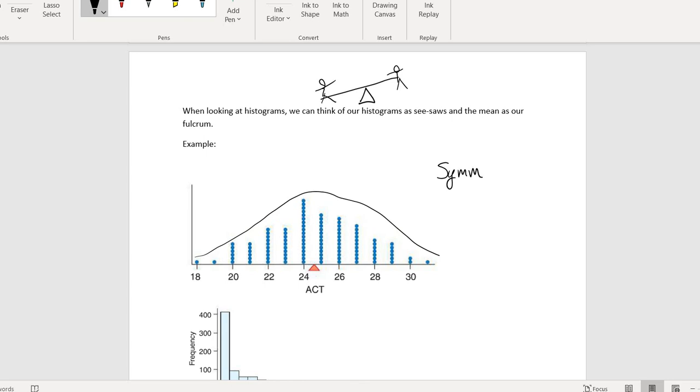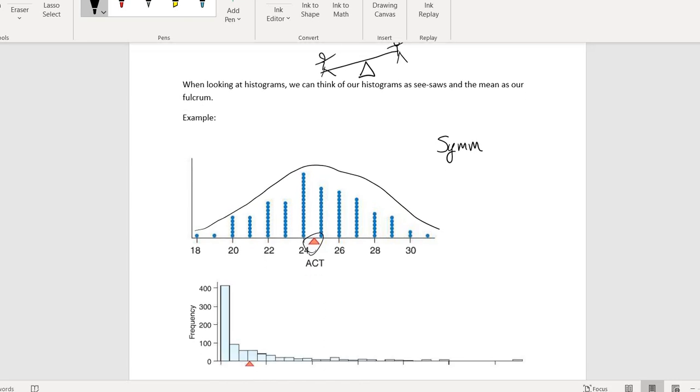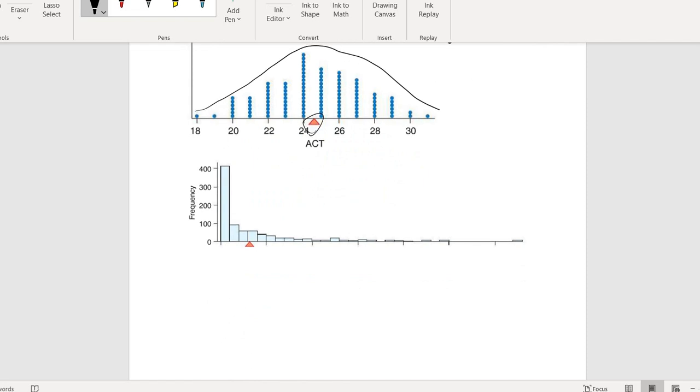So what that means is that our average is going to be in the center, which will also be where our median is. Now, if we look at this data, which one do you think it is, left or right skewed? This is right skewed. Right, and we know it's right skewed because our center, or our peak, is here and our mean is to the right.